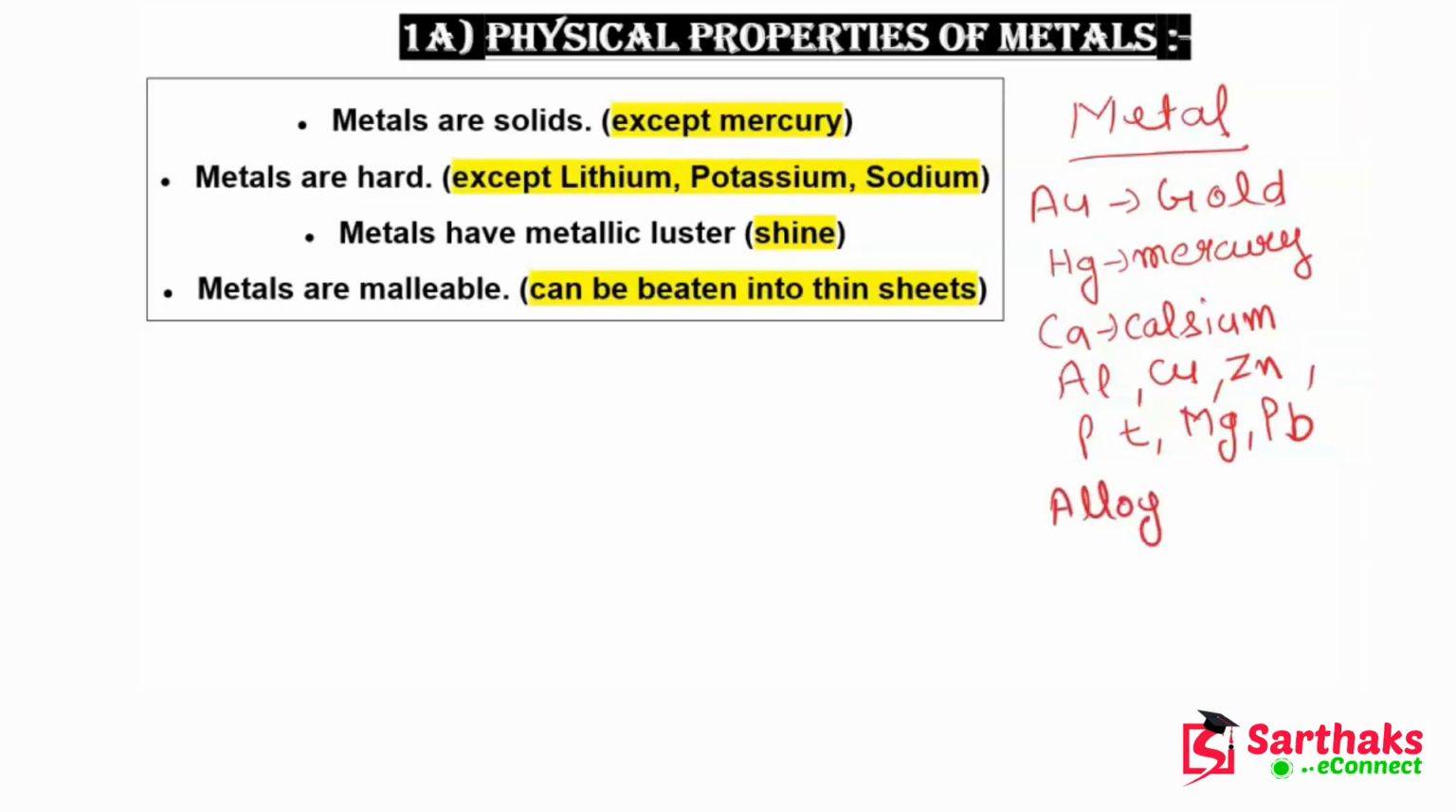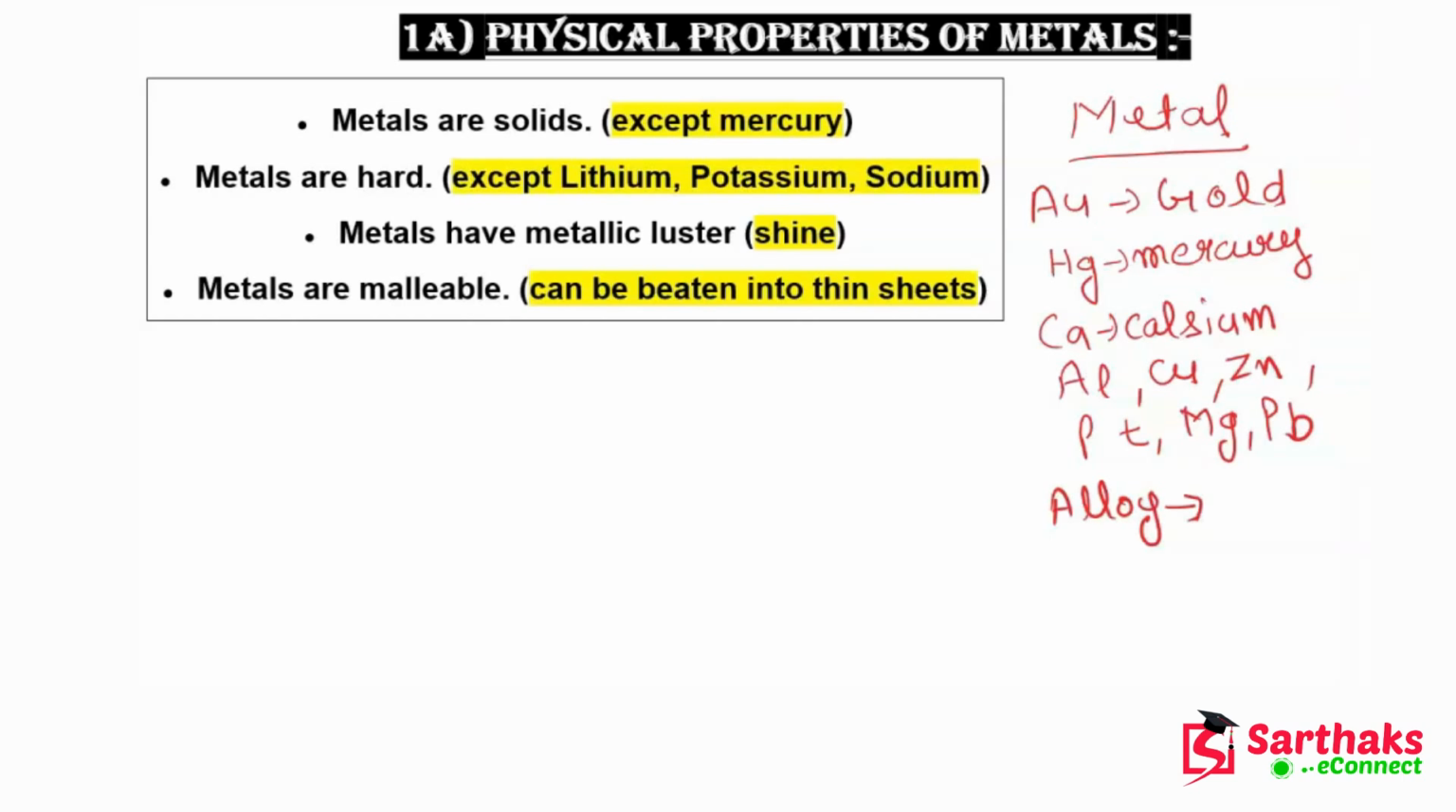Now what is this alloy? So alloy is made up of two different metals. Okay, so alloy is a metal which is made up of two different metals. So this can also be asked, so you have to remember this.